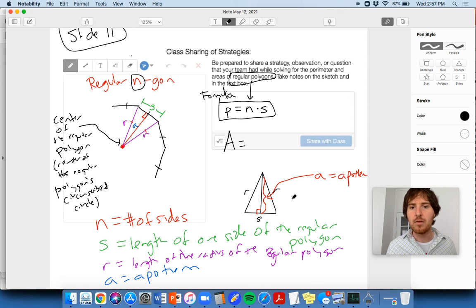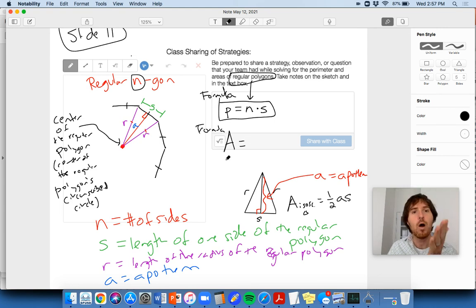So the area of the isosceles triangle is just 1/2 A, the apothem, times the side length. That's it. So to get it for the whole n-gon, what will we have to do? I have 1/2 AS for each of these triangles. To get the whole regular polygon, I would take this 1/2 AS and what would I have to do to it? If I'm trying to derive a formula for the area of a regular polygon, I would have 1/2 AS.